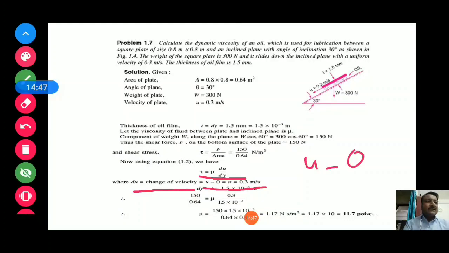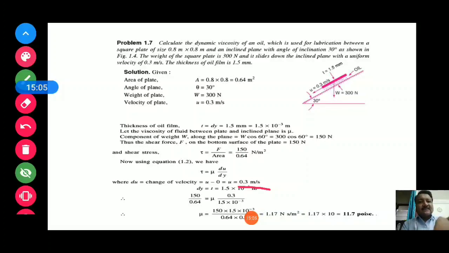As the plane is fixed, the initial velocity of the plane is 0. So finally you are getting the answer as 0.3 meter per second. So change in velocity is 0.3 meter per second.